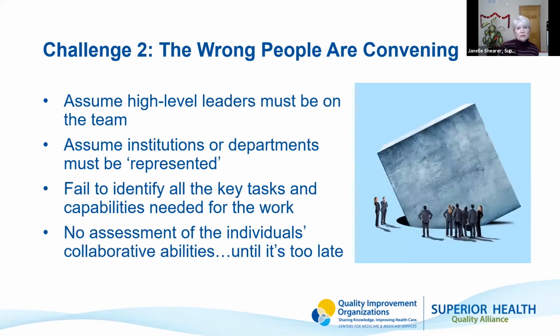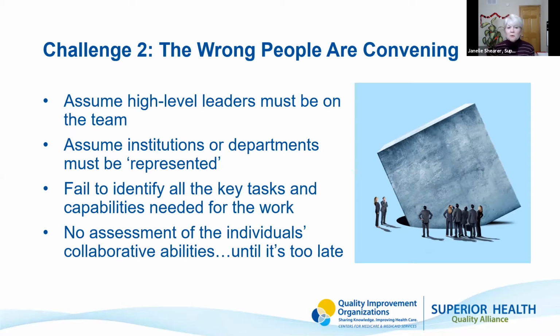The second challenge is you might not have the right people on your team. I think many times we assume that you need the top leaders on the teams. But honestly, many times the top leaders don't have time or capacity to be actively engaged on a team. Or we might assume that certain organizations or certain departments have to be represented, and not really think about who are the constituencies of the team. So if you remember a few weeks back, we talked about mapping actors and who you really want to be working together.